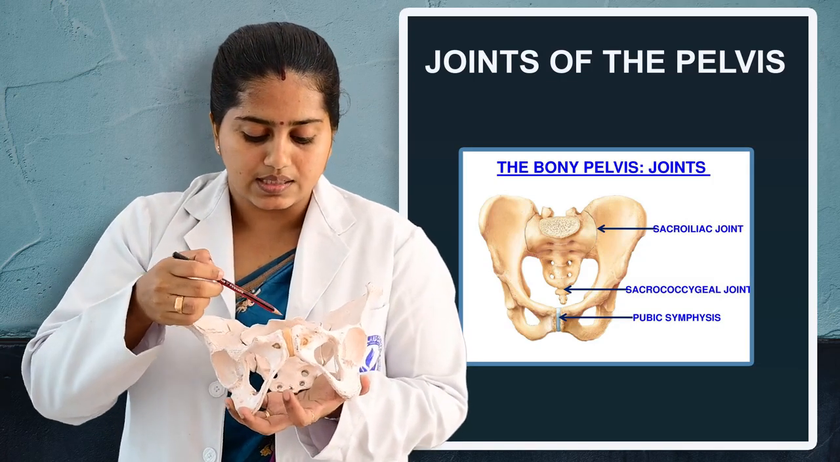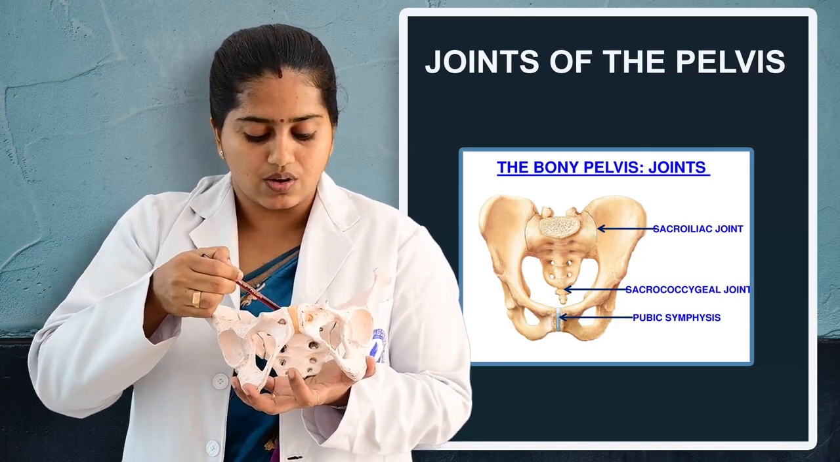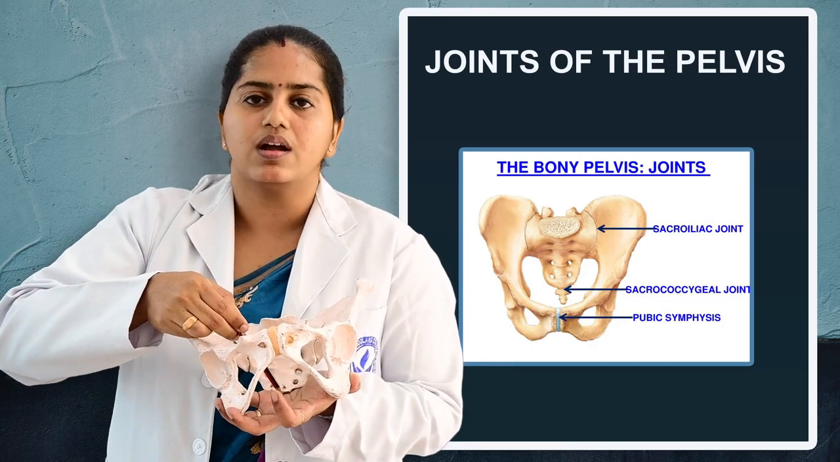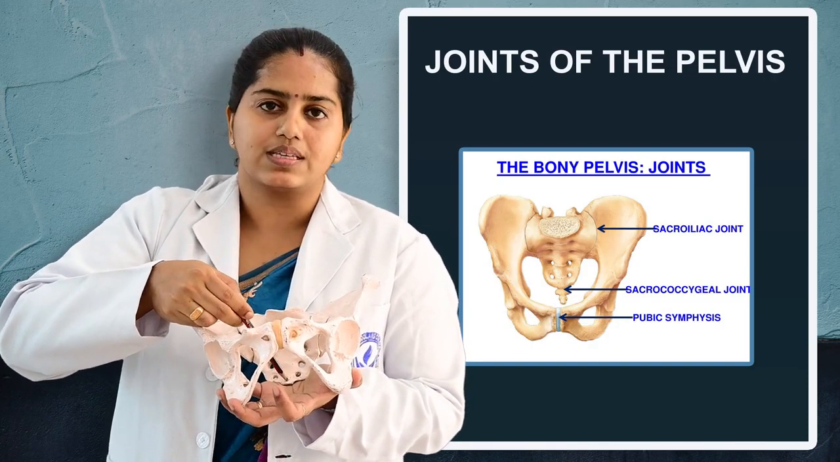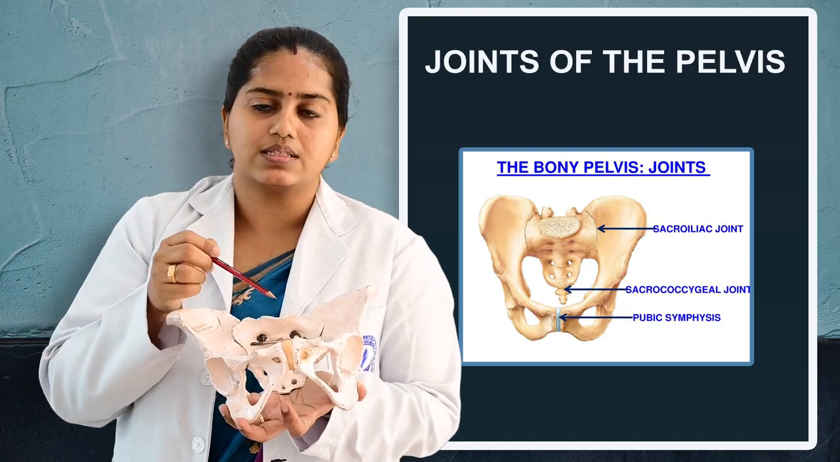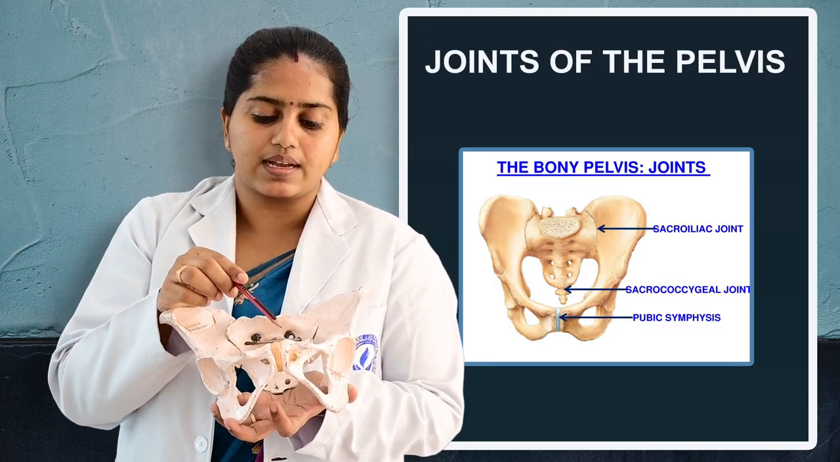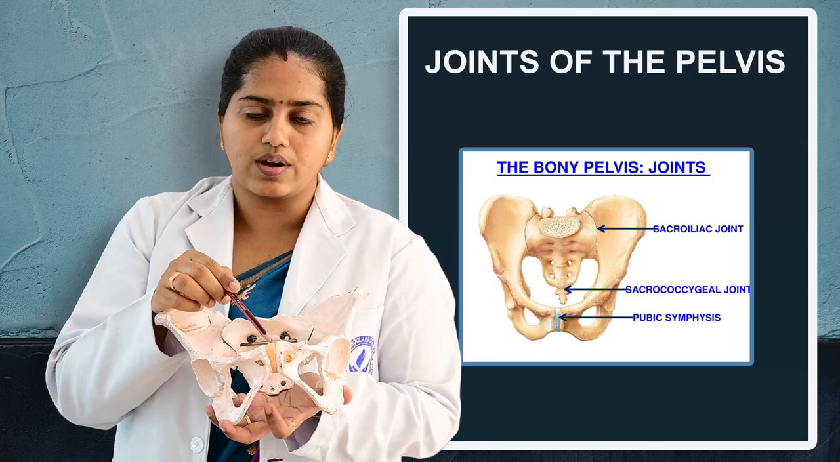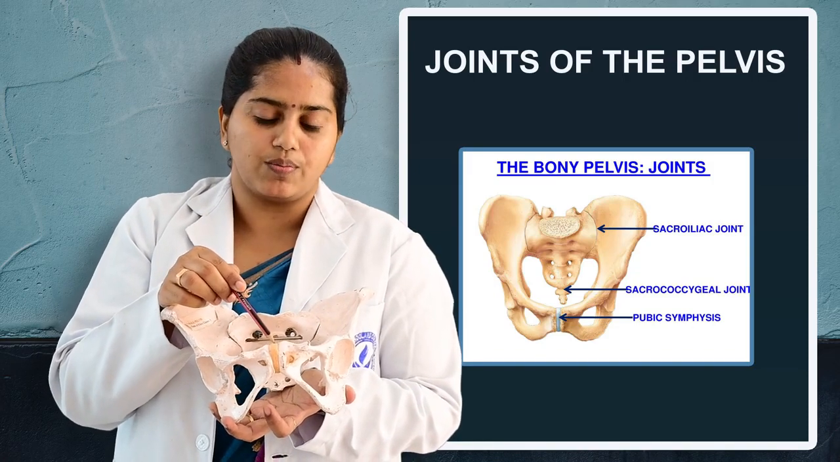Another joint is the sacrococcygeal joint. The joint placed between the sacrum and the coccyx is known as the sacrococcygeal joint. Then the next one is the symphysis pubis. The joint that is formed between the pubic bones is known as the symphysis pubis joint.